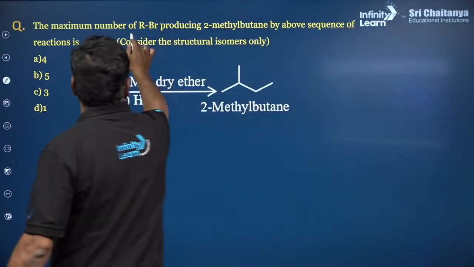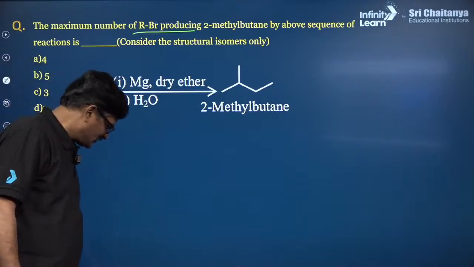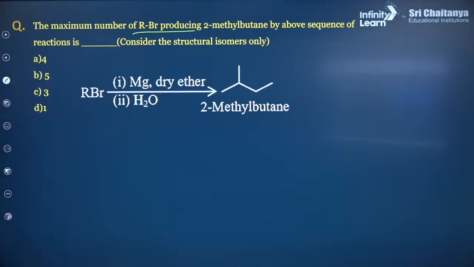So, the maximum number of RBR producing 2-methyl butane by the above sequence of reactions. So, this is your sequence of reactions. So, you tell me. A, 4. How?